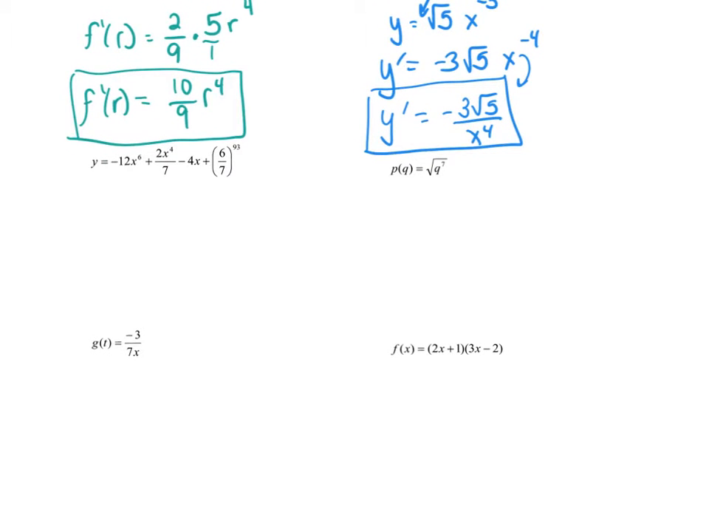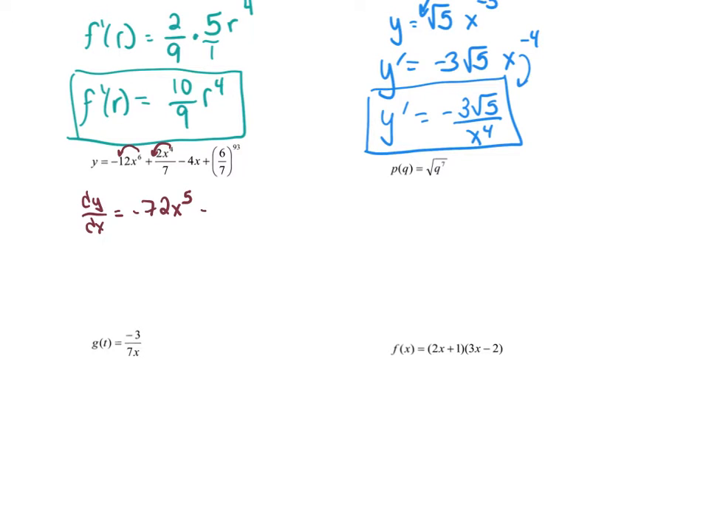So let's look at this one. This one is y equals negative 12x^6 plus 2x^4/7 minus 4x plus (6/7)^93. So dy/dx: I'll bring the 6 down. Negative 12 times 6 is negative 72, and it'll be x to the fifth, because again, we're always reducing by 1 power. Here we'll take the 4 down.